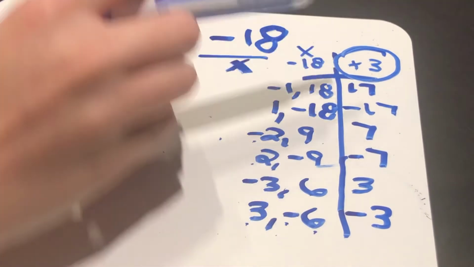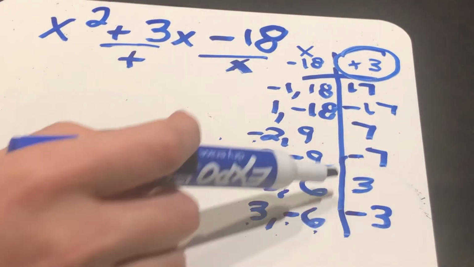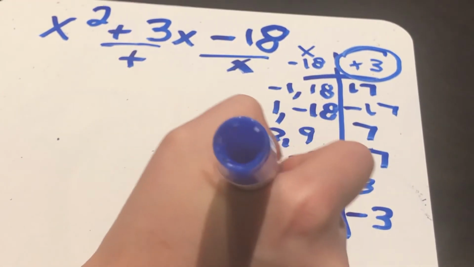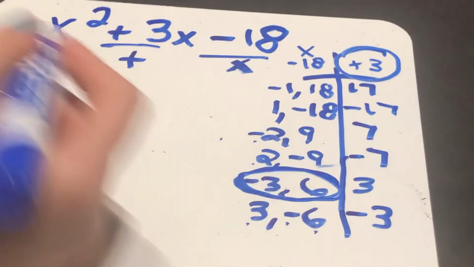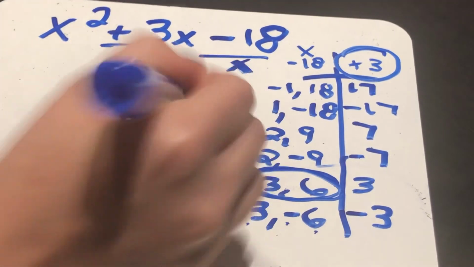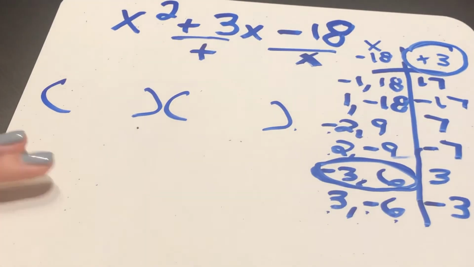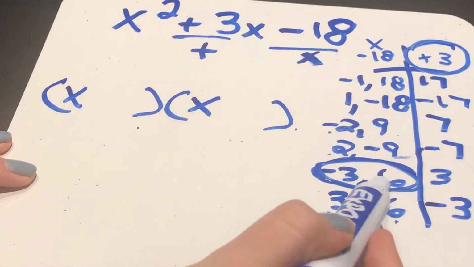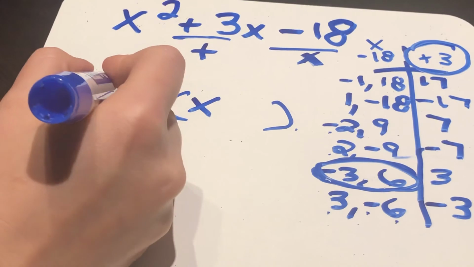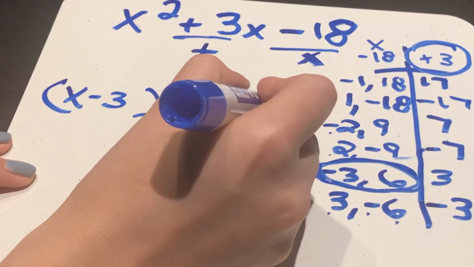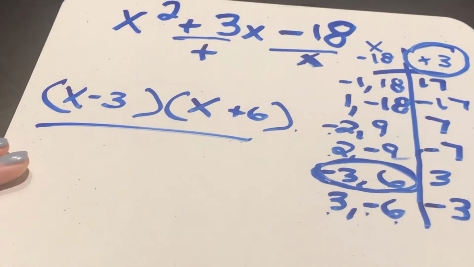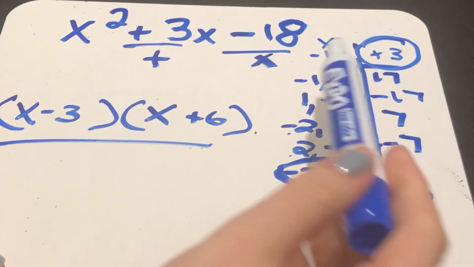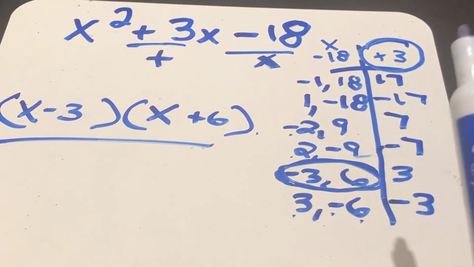So which one of these gives me my positive 3? Scan the list. You'll see that it's this one here. These are my magic numbers. So when I have my two parentheses set up the same way, my x and x, I'm going to put a negative 3 and a positive 6. Negative 3, positive 6. Done. That's my answer. So just be careful when you do negatives. You're going to make a little bit of a longer list, and you got to be a little more careful.